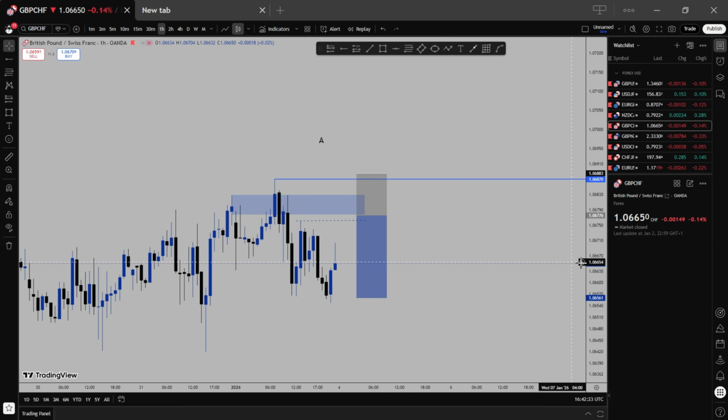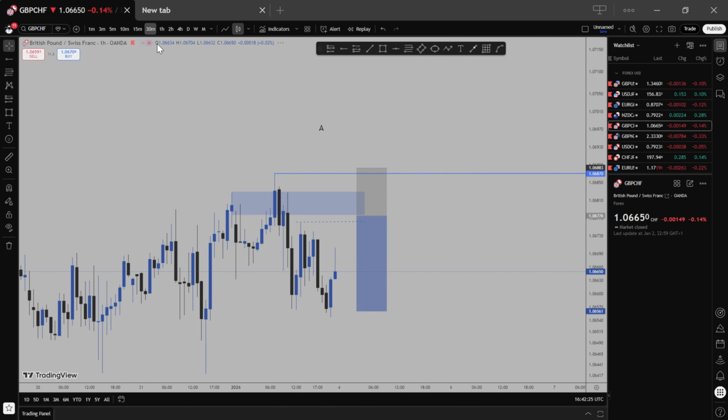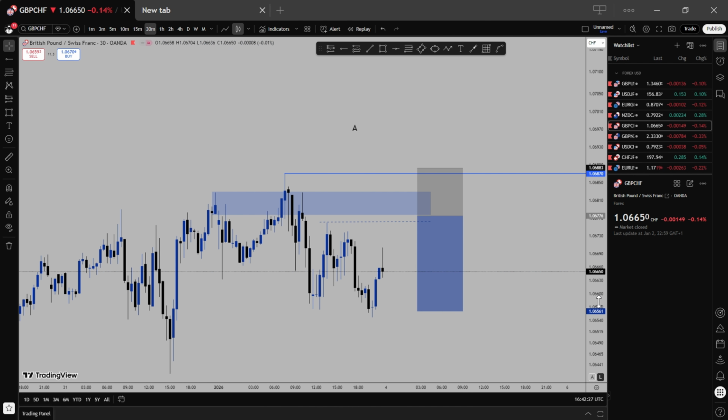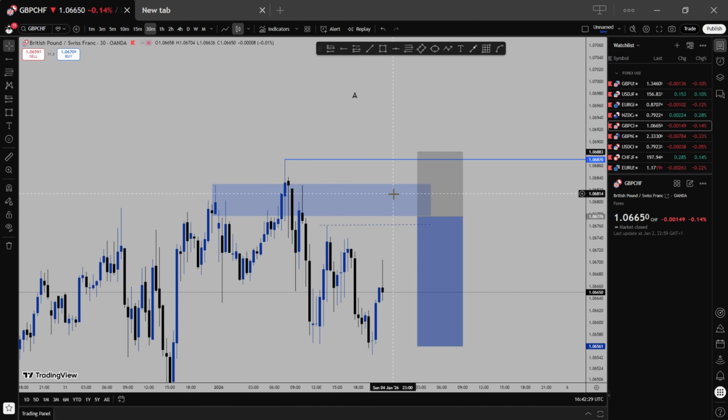Yes, GBP CHF, an A setup. You can see it's clearly from the 1 hour. You can see the sweep and then the break of structure right here. As you can see here, your SLQ, your entry, and then the 1 to 2.